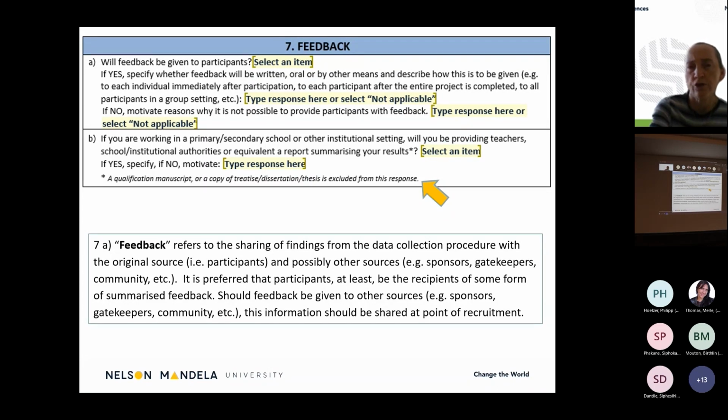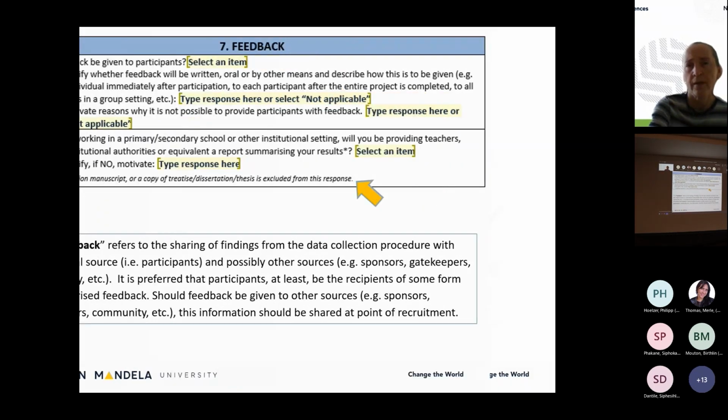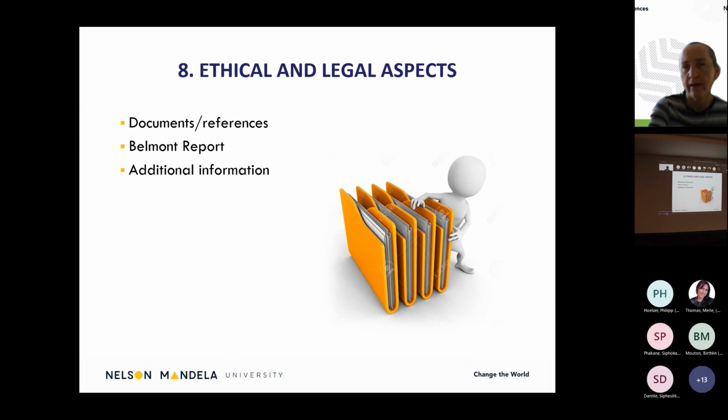But feedback is good because we also get information. It is good to share back with our participants especially. But in some cases we may decide not to share, but then we just need to motivate here. Ethical and legal aspects, okay, I think this is an easy section to complete.